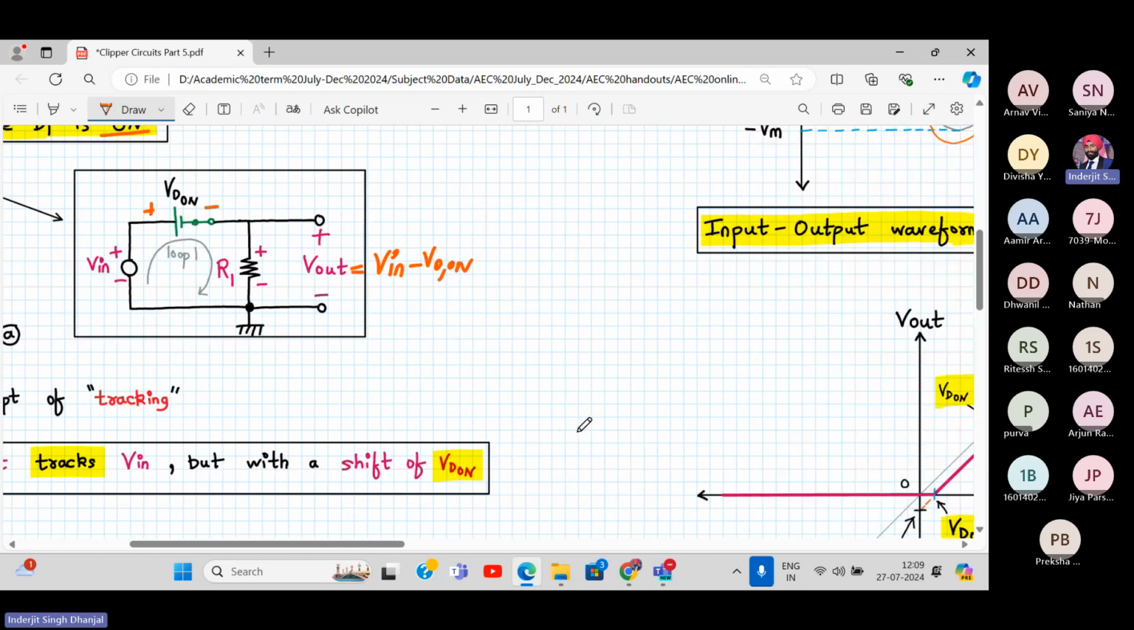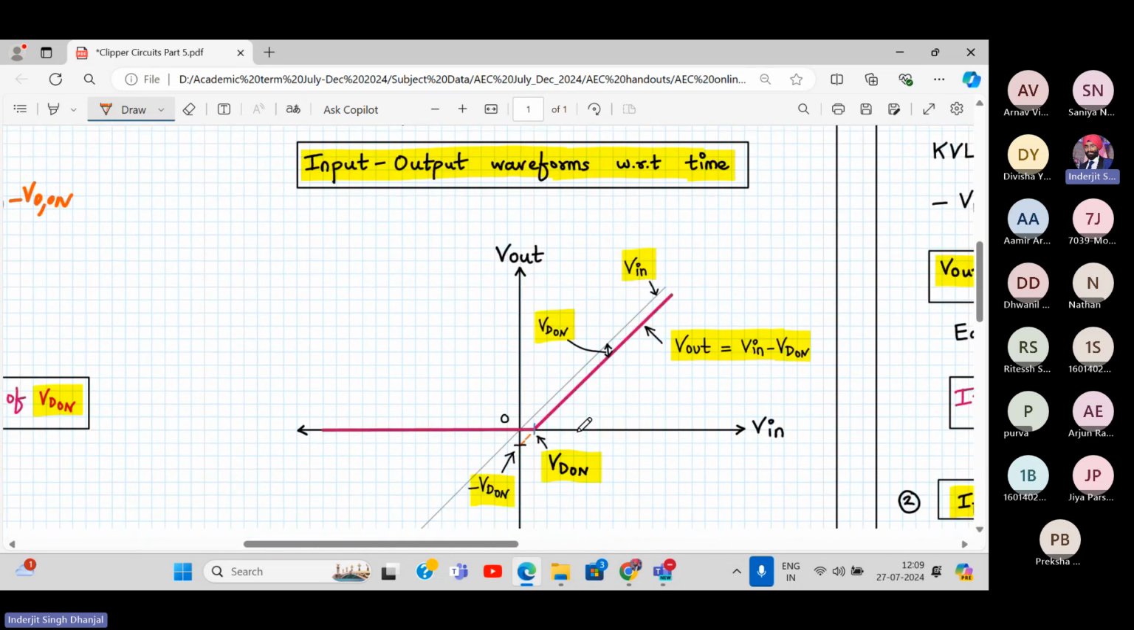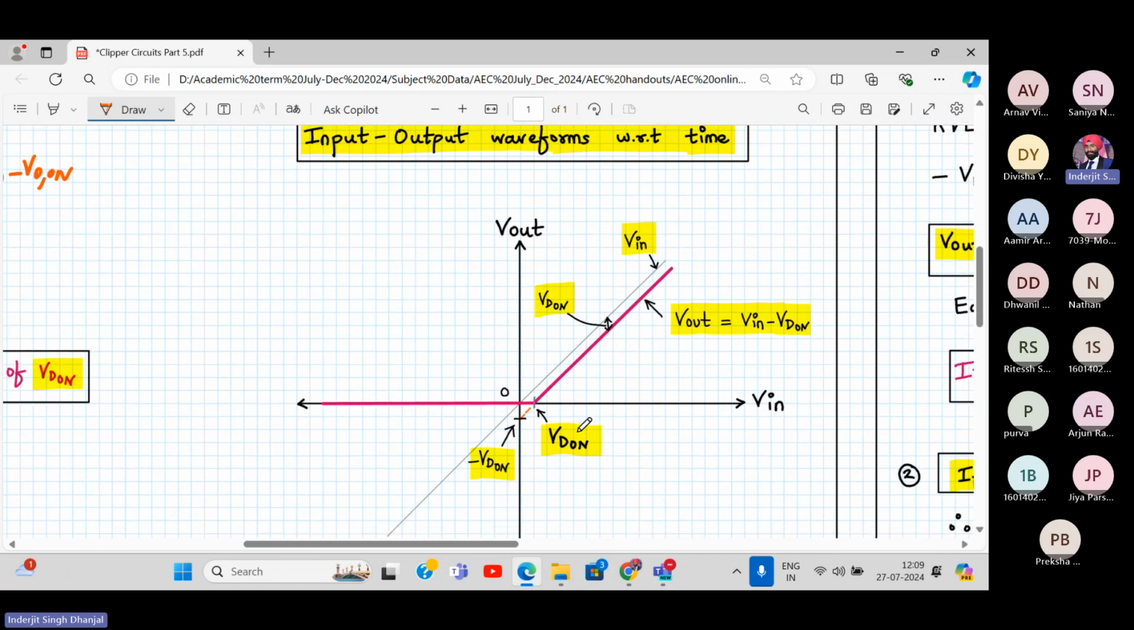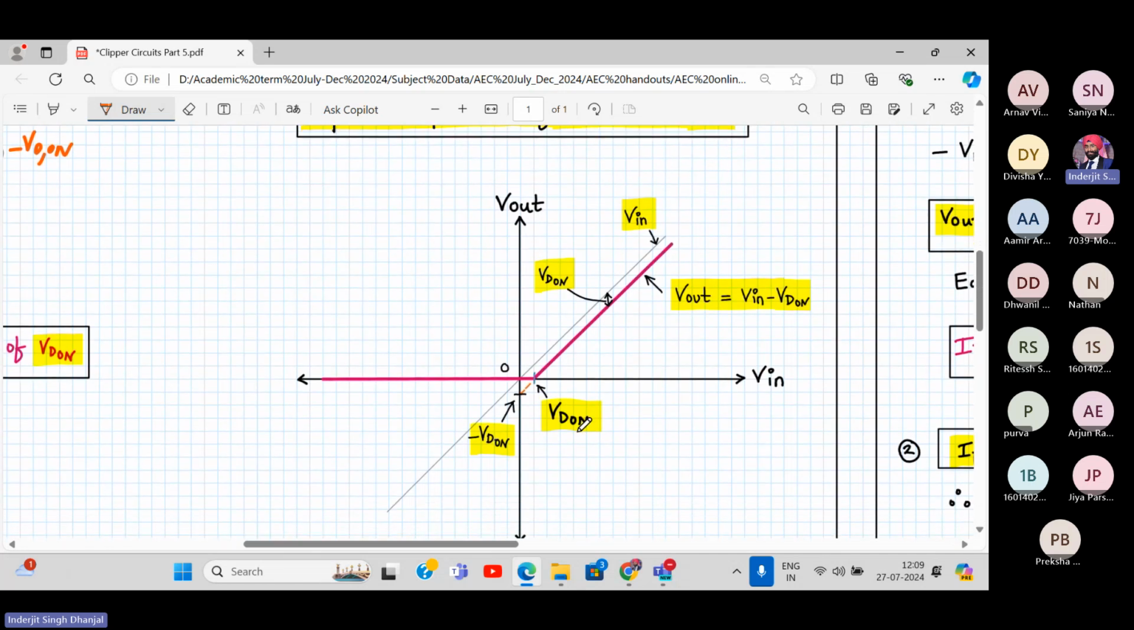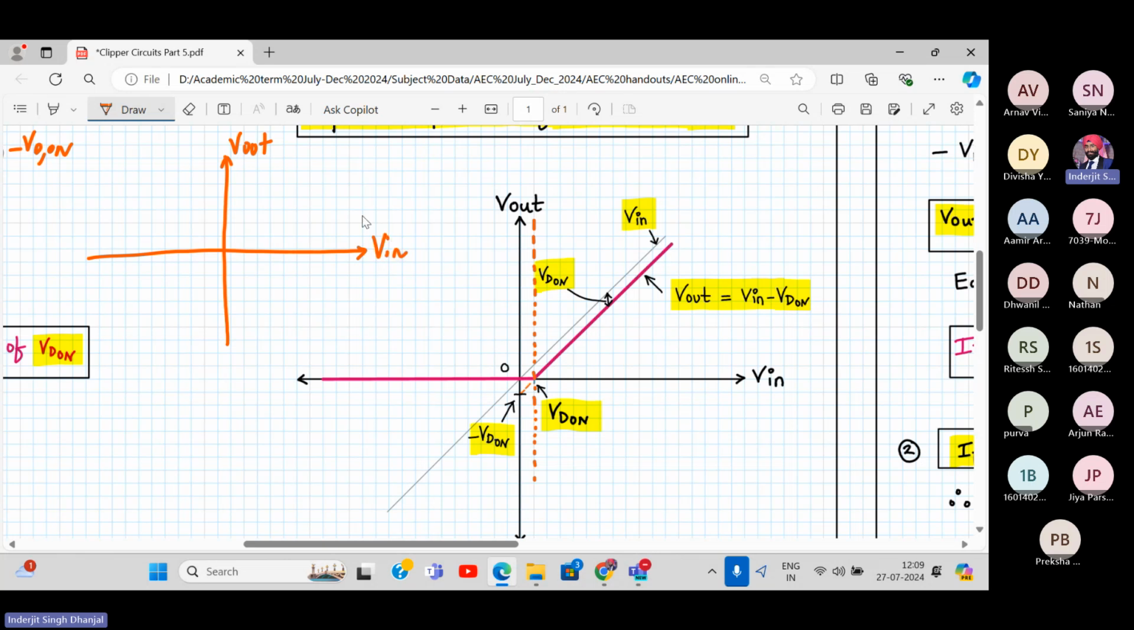I'll explain this over here. So let me show you. Let me directly go to this voltage transfer characteristics. Let me build this line. This is my clipping level. So let's say, let me show it over here. This is my V out. This is my V in. So if my output was equal to V in, what it will be? A line passing through the origin, right?